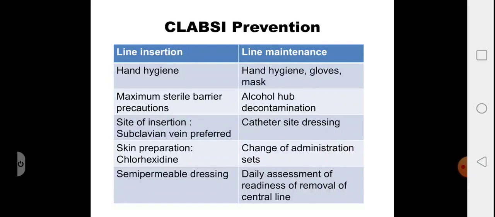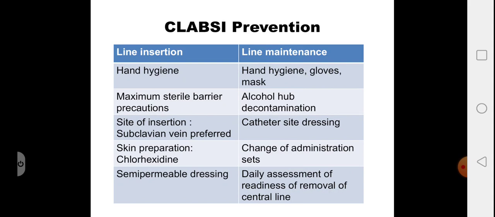Look into preventive measures. One set is the preventive measures taken during insertion of the catheter, and the other set is the preventive measures taken during maintenance of the catheter. So let us look into the line insertion preventive measures. Follow appropriate hand hygiene. Central line insertions can't be done anywhere on the ward side. They require appropriate environment and maximum sterile barrier precautions.